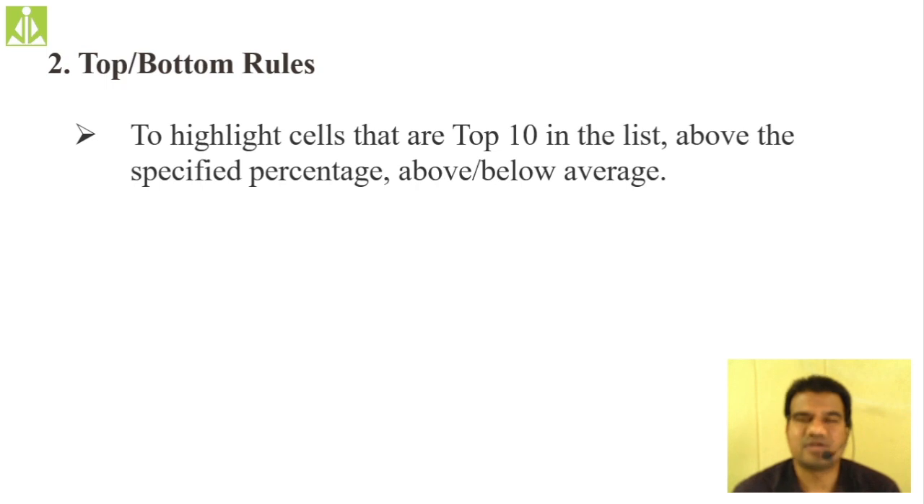Then the top bottom rules. We can select the top 10, top 5 of the listed values, bottom 10, bottom 5 of the listed values, and average, above average or below average values. All such selections we can do using these top bottom rules. First we discussed highlight cell rules, then top bottom rules, and I have shown everything practically in my last session.